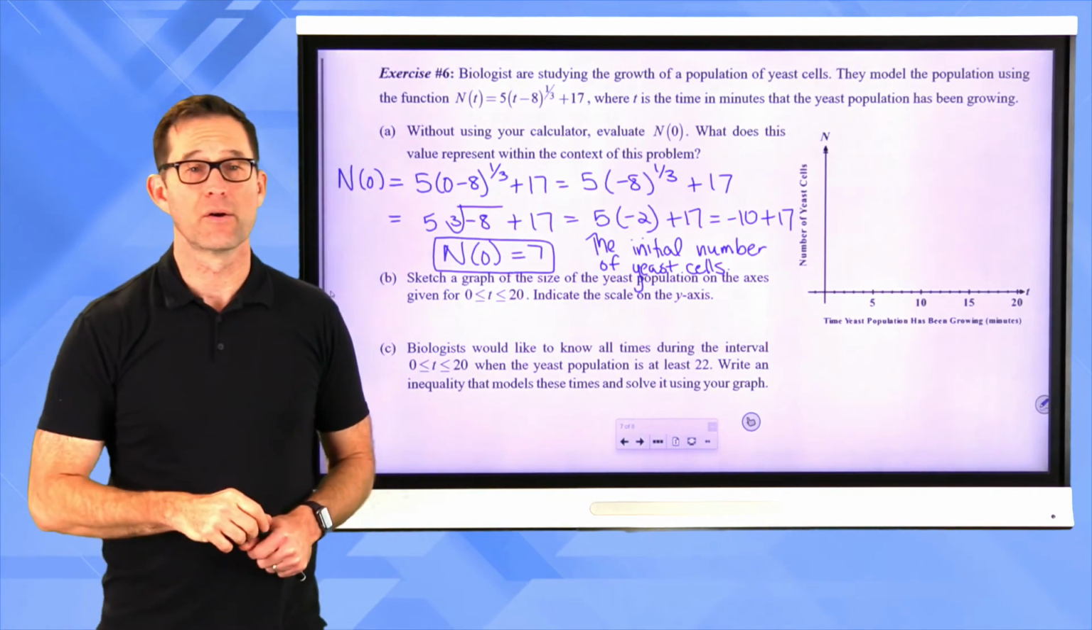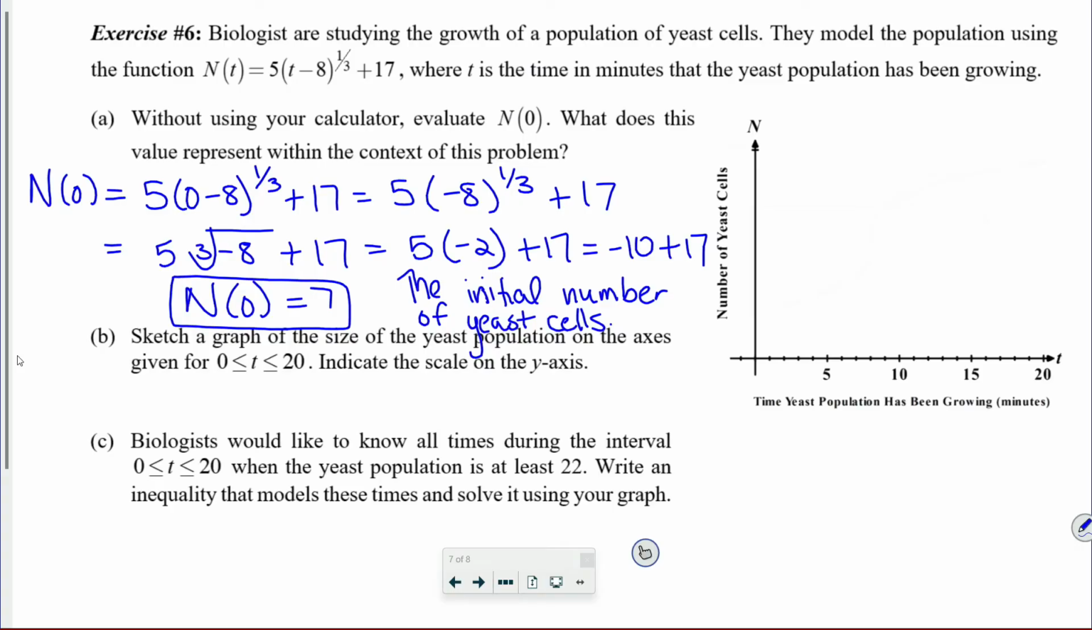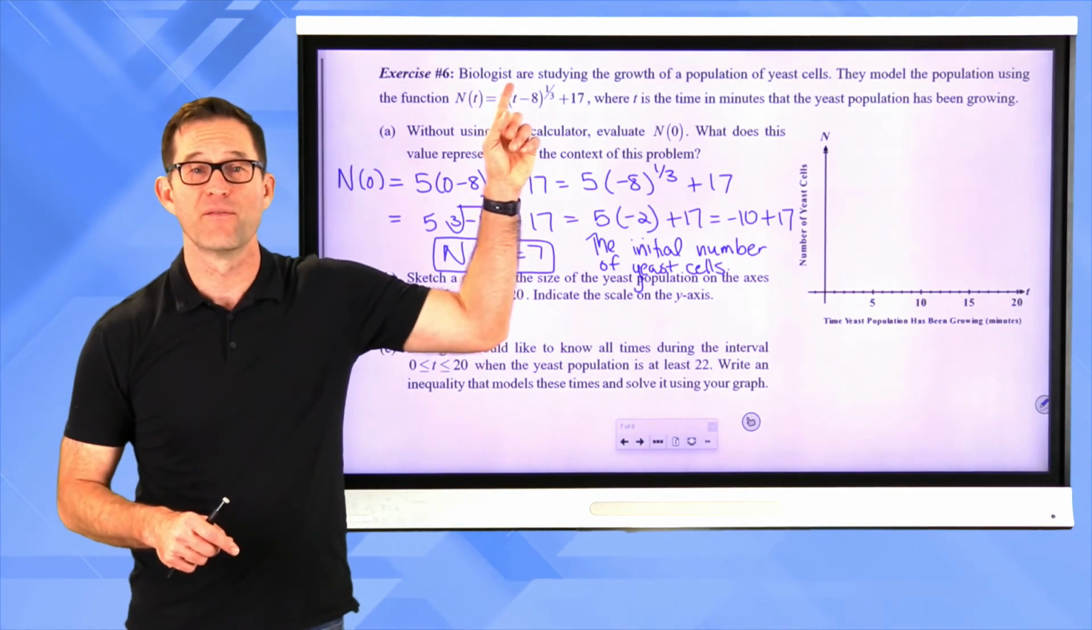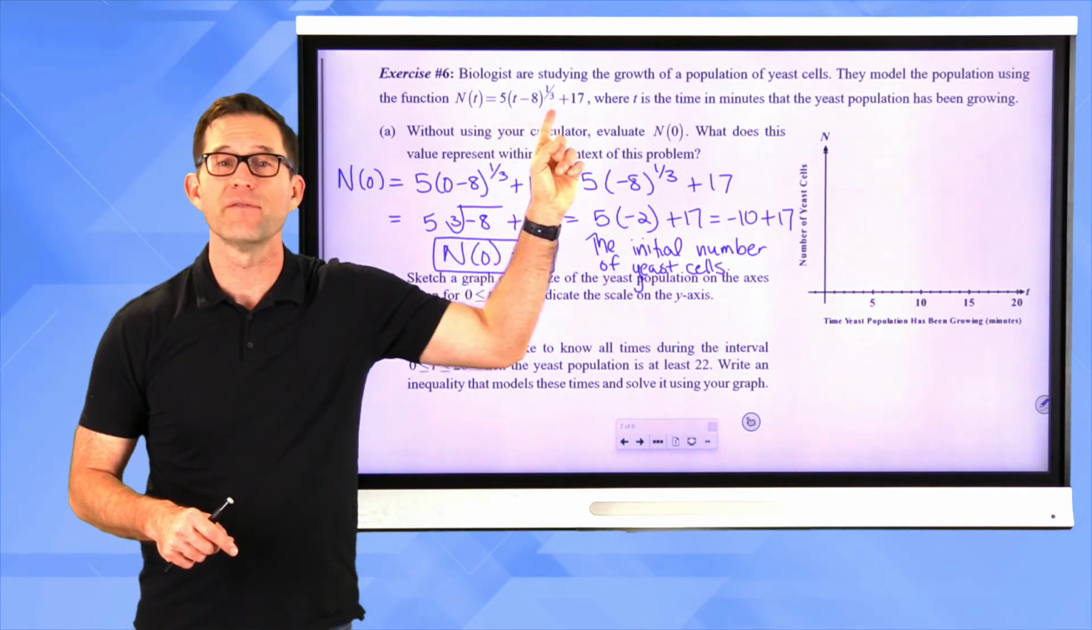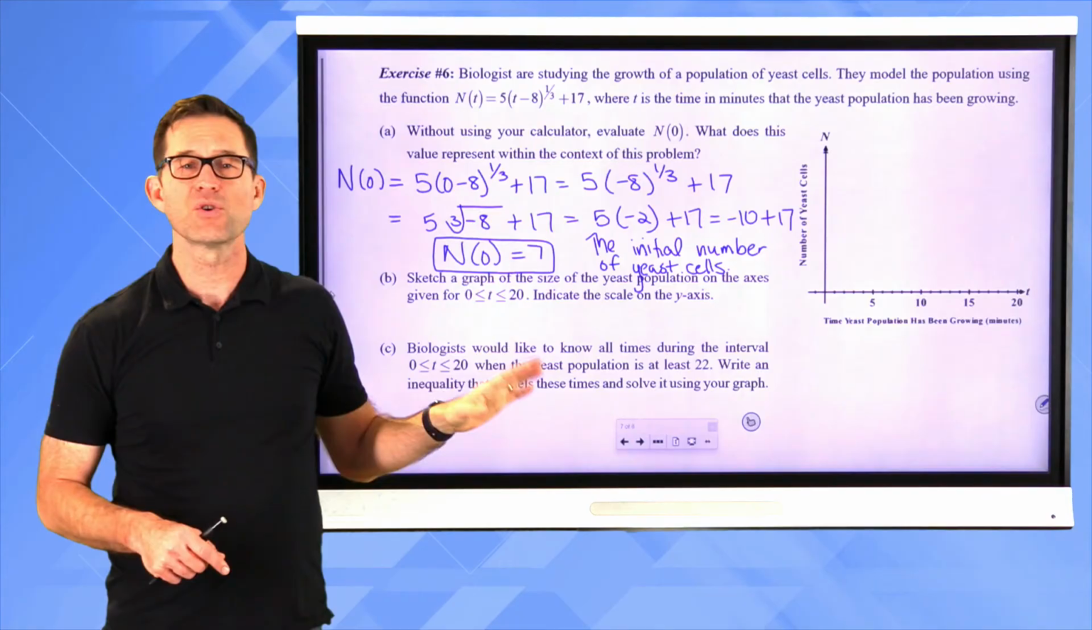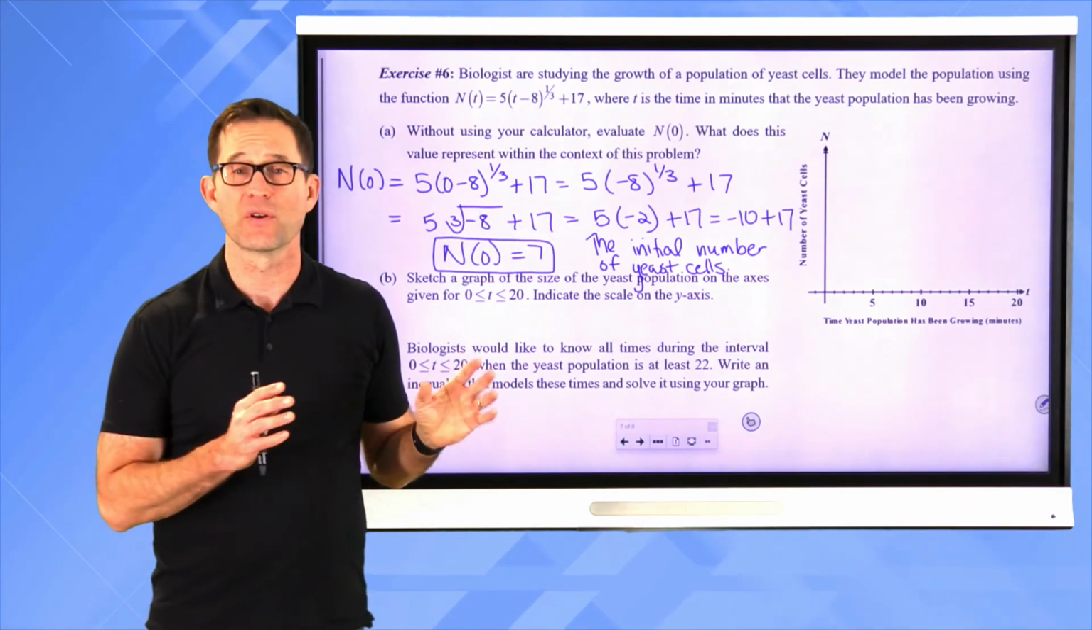Now let's take a look at letter B. Sketch a graph of the size of the yeast population on the axes given for 0 less than or equal to t less than or equal to 20. Indicate the scale on the y-axis. All right, now we could talk about transformations. We could talk about a vertical stretch by a factor of 5 and then a vertical shift upward by 17 units. But I certainly actually think you should use your calculator on this.